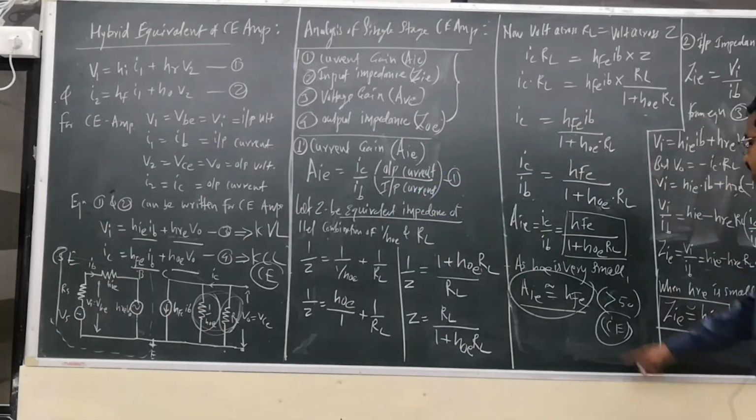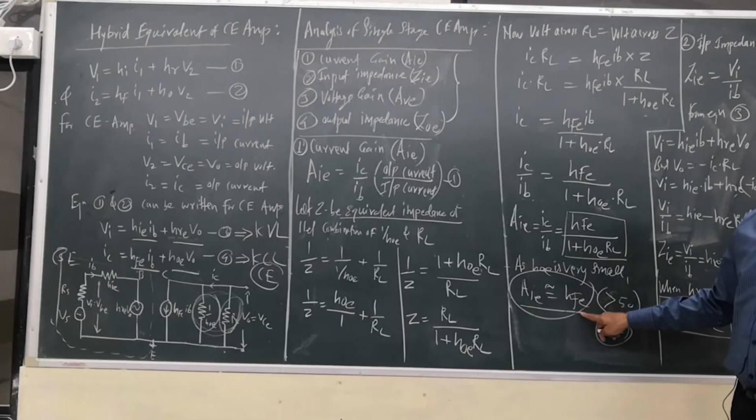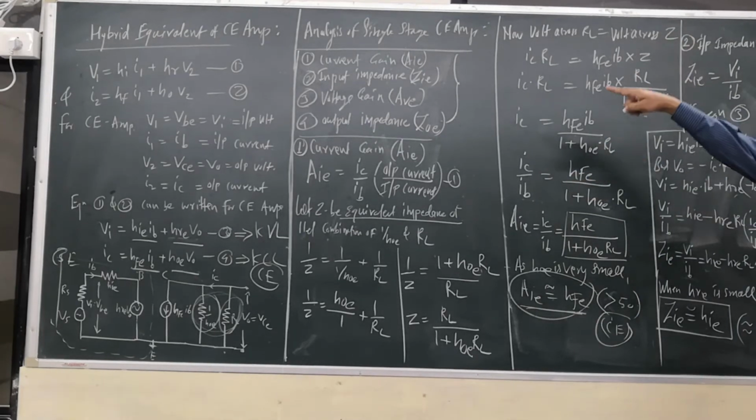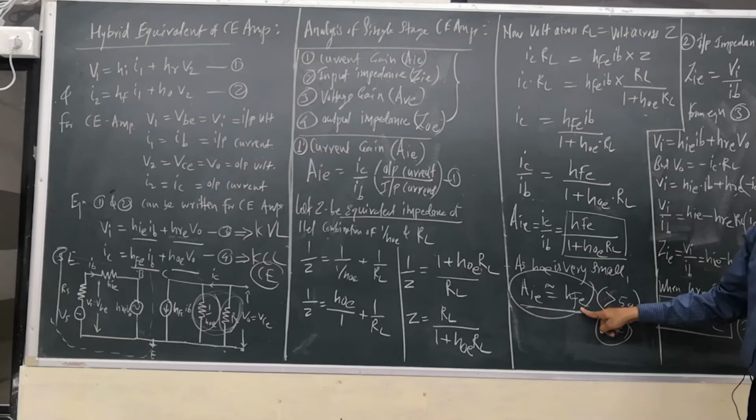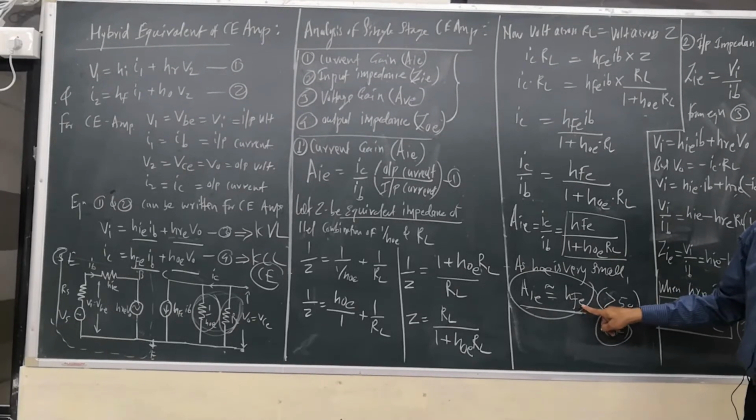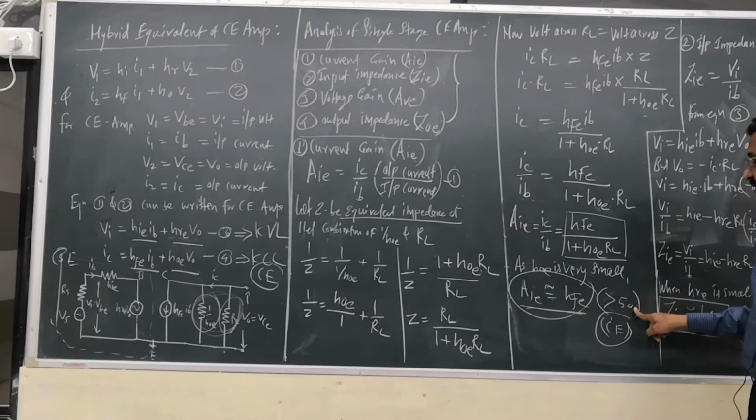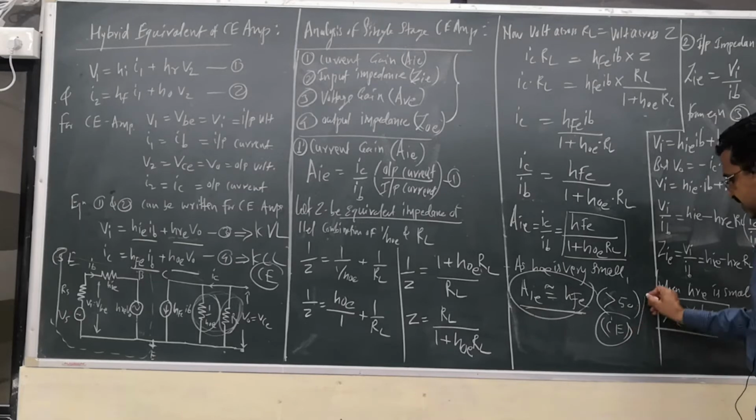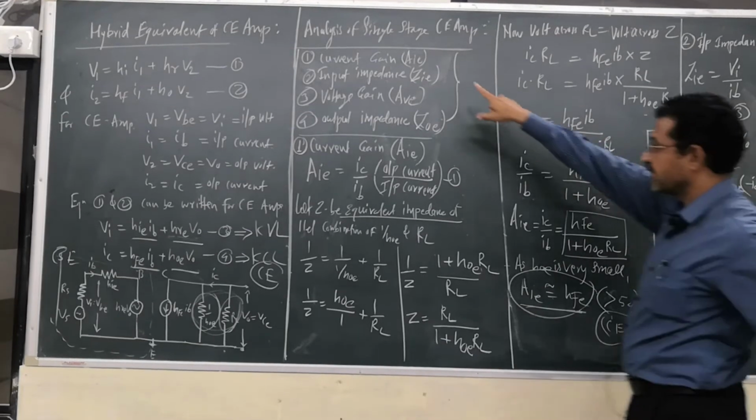What is this HFE? HFE is nothing but the forward current gain, the forward current transfer ratio. The current gain of the CE amplifier is nearly equal to the forward current transfer ratio, and it is always greater than 50 for the CE amplifier. These are standard values given in the manual, so we can consider them. So this is the first expression for the current gain.